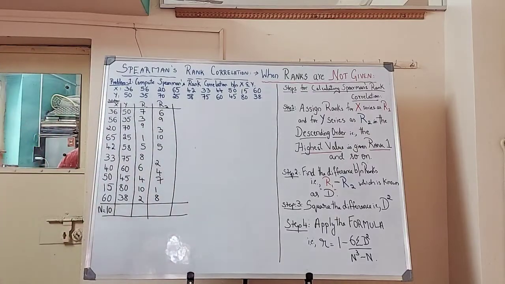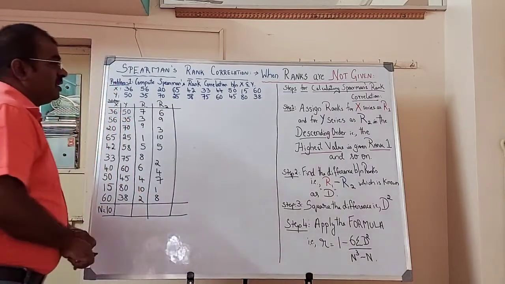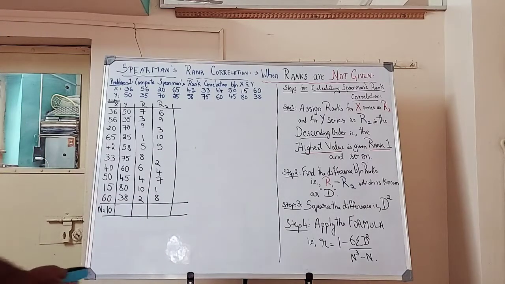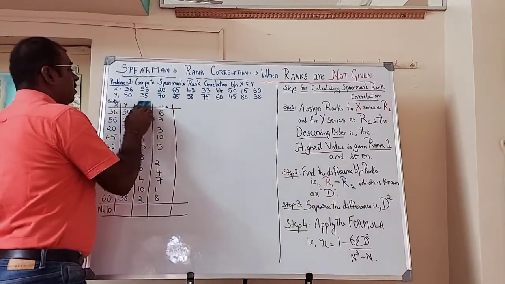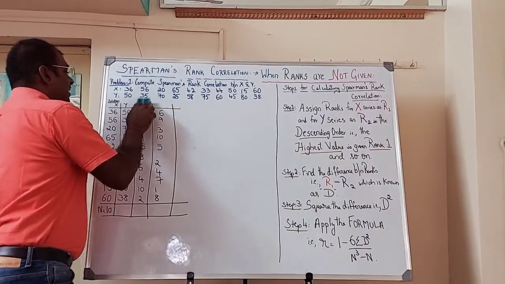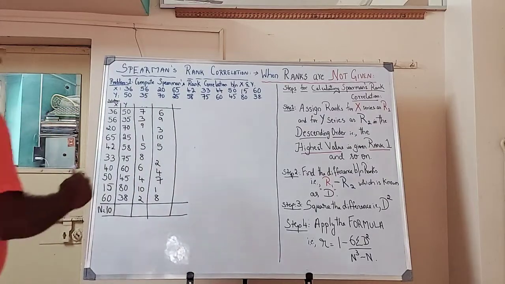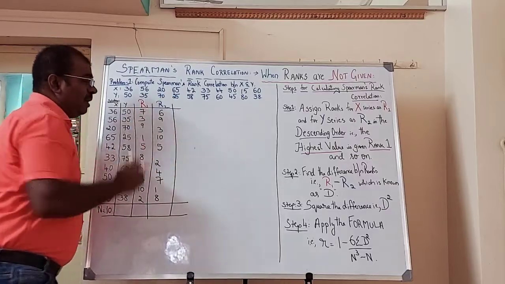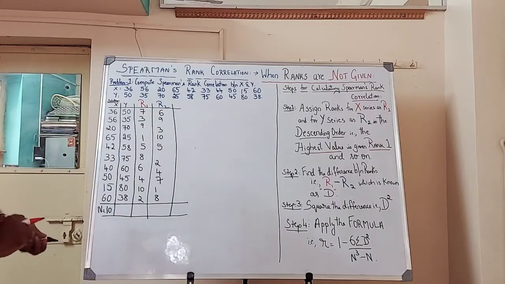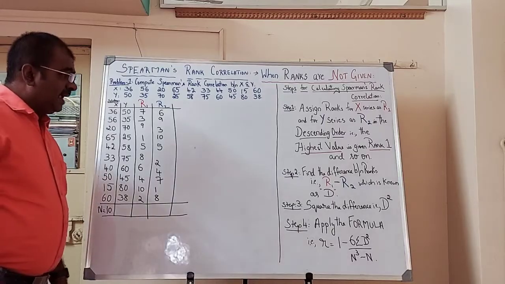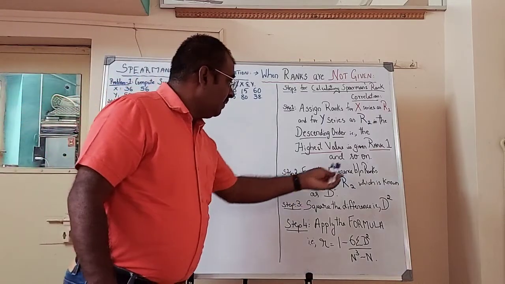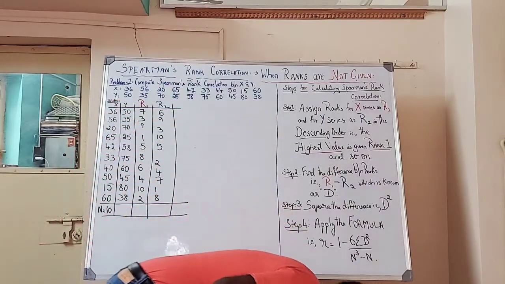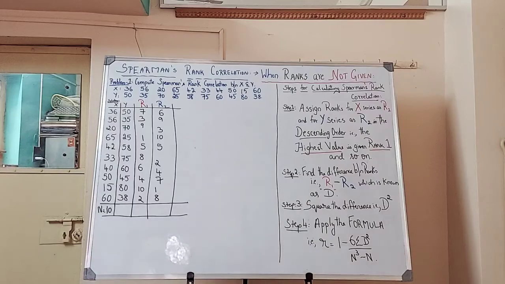So far we have completed step number 1, which is assigning the ranks for the series X and series Y. The ranks for series X are represented as R1, and the ranks for series Y are represented as R2. Now, coming to the second step, we are going to find the difference between the ranks, that is R1 minus R2.